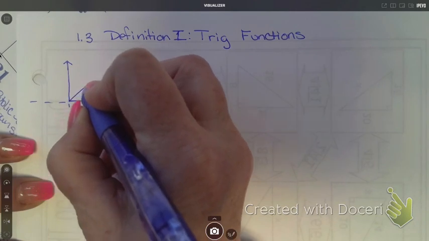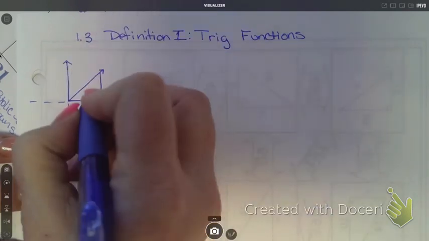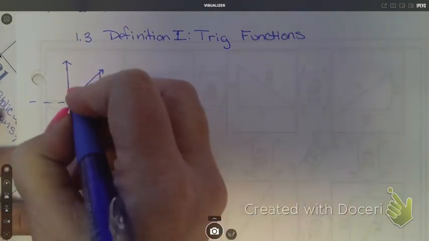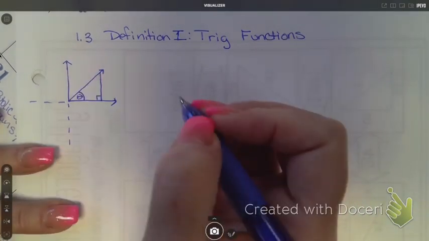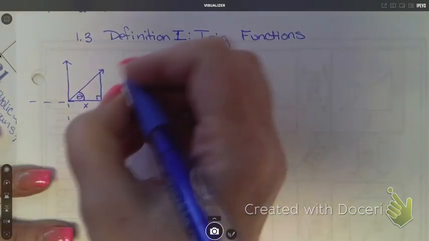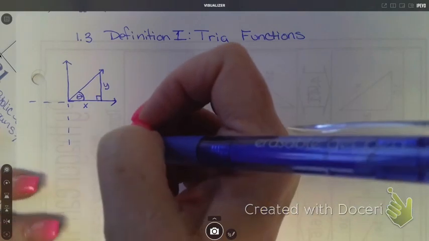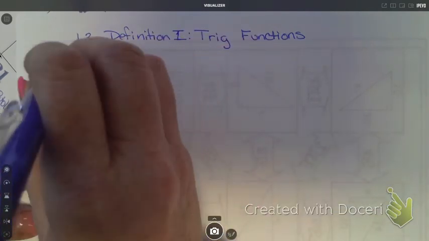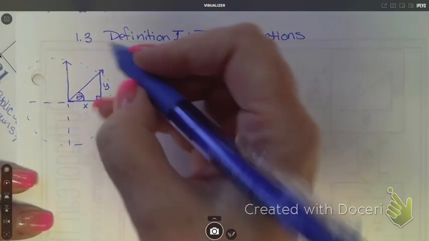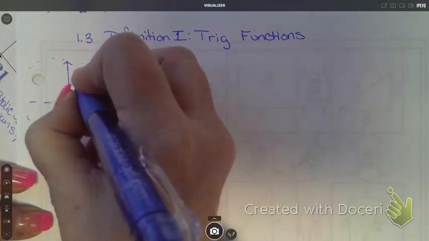Okay, so we have some right triangle, and this is theta, my angle. It's called a central angle because it is around the origin. This distance here is your x value. This distance here is your y, because it's up and down, yes? And if I had this imaginary circle coming around, what would this be? The radius. We're going to call it r.